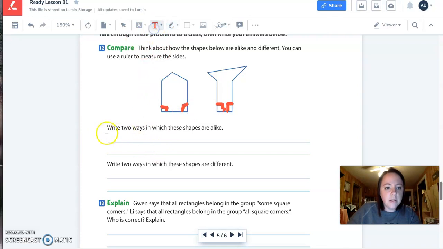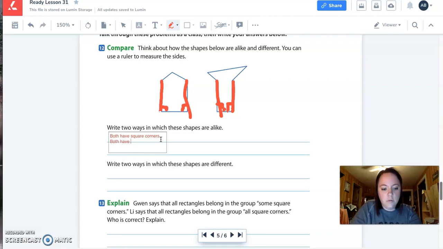So let's write, okay, both have square corners. Let's see, do they have two sides that are the same? One, two, that looks like the same, that looks like the same, and that looks like the same. So it looks like they both have two sides that are the same length.